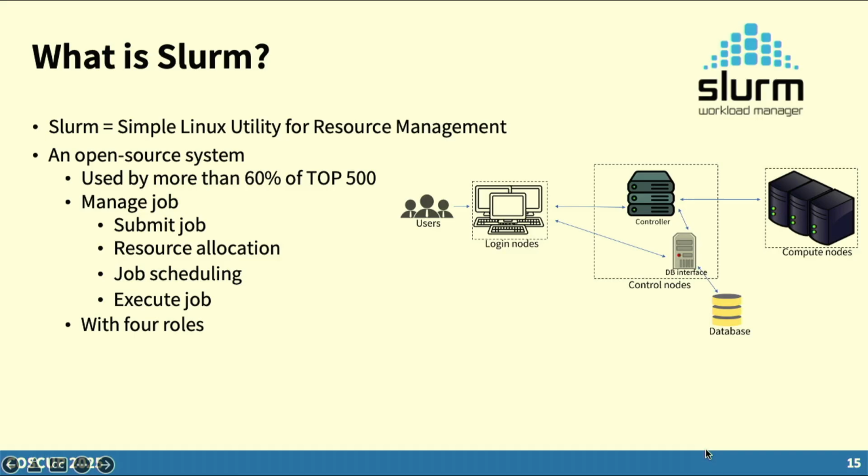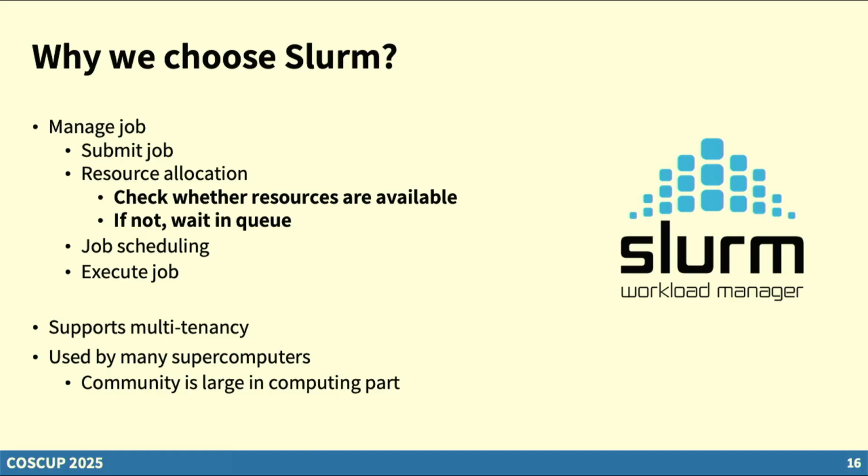Slurm has 4 kinds of roles. They cooperate together and make our job management work well. And why did we choose Slurm? Because it can do resource allocation. I should say this part, resource allocation, will check whether the resources are available or not. If the resources are not available, the job will wait in the queue, and that's what we want: just run each job exclusively.